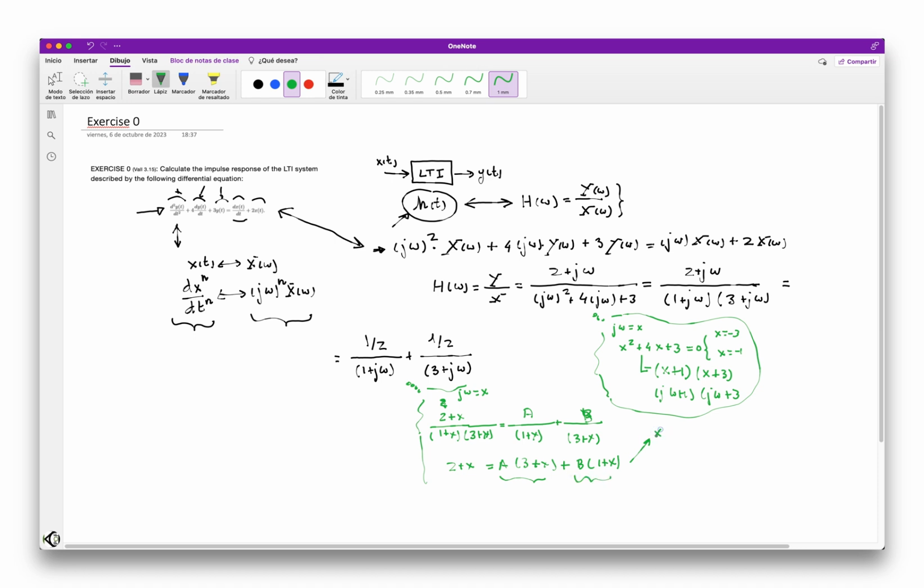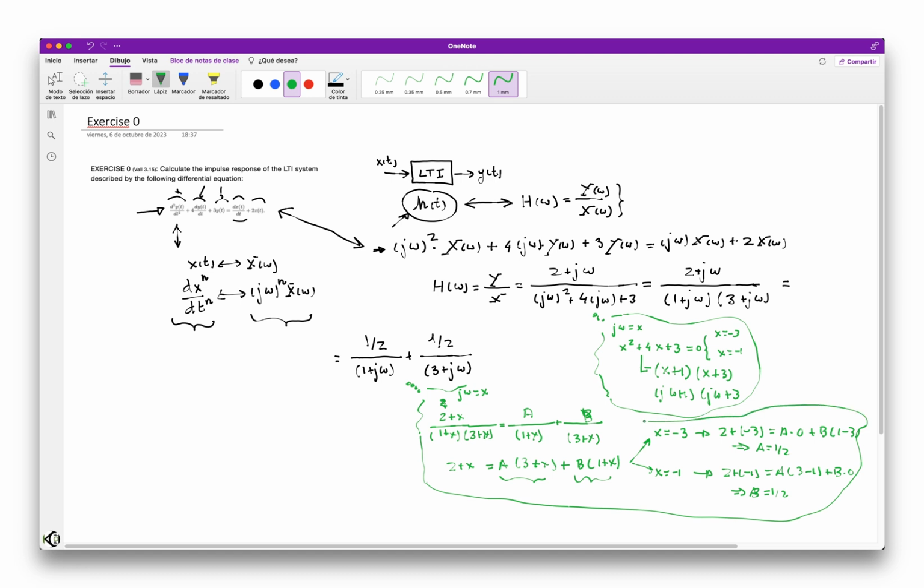And here it is a matter of giving values to cancel each of these terms independently. So for example, if we put the value x equal to minus 3, the equation will translate into 2 plus minus 3 equal to a times 0 plus b times 1 minus 3, and from here you get the value b, which is 1 divided by 2. And if you put the value x equal to minus 1, from the same equation you will get 2 plus minus 1 equal to a times 3 minus 1 plus b times 0, and here you also get a equal to 1 divided by 2. Okay, remember that this is a very simple case on how we can get the numerators.